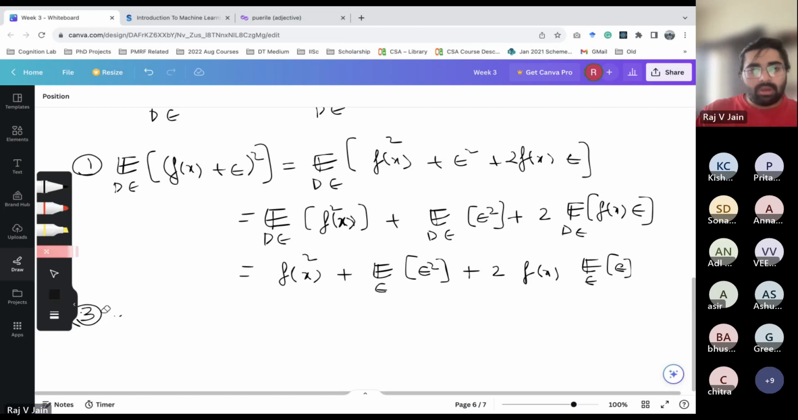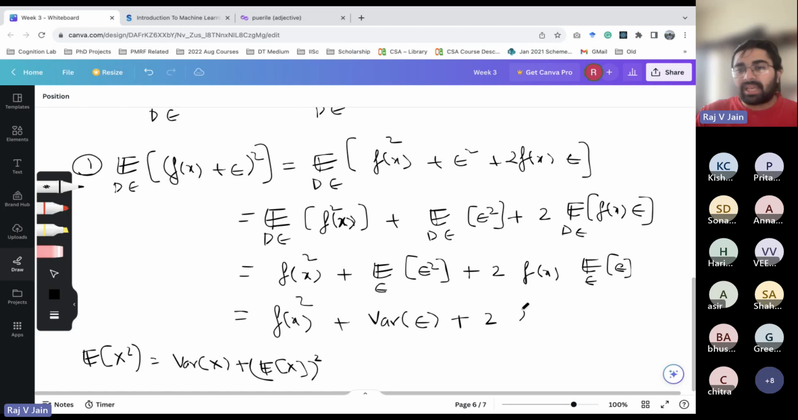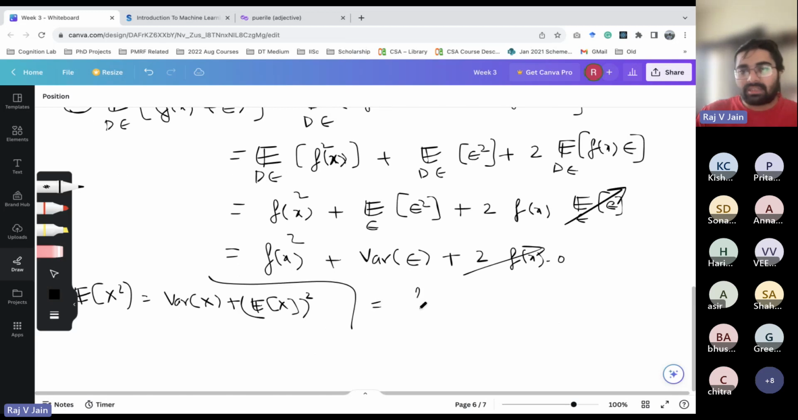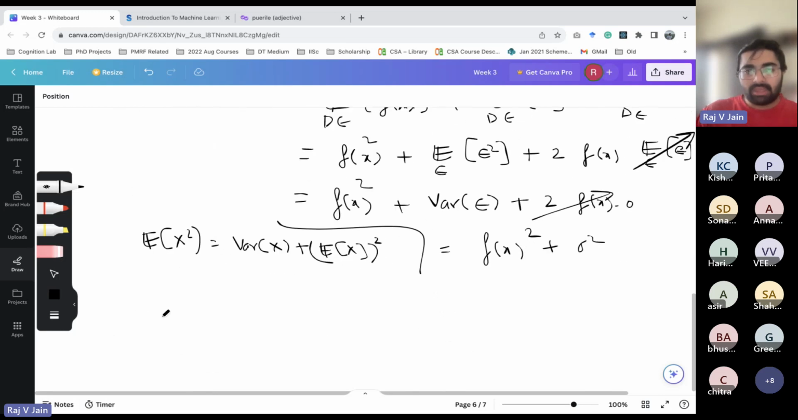So then what I do is this becomes f of x squared plus, so the expectation of any squared random variable is its variance plus its expectation squared. Because E of epsilon is 0, this term goes away. It just becomes the variance of epsilon. Now this becomes again the same idea. This is 0, so this term vanishes. Now this becomes f of x squared plus sigma squared, because that's what we assumed in the initial part. We said variance is sigma squared. Okay, so try to do the third term.